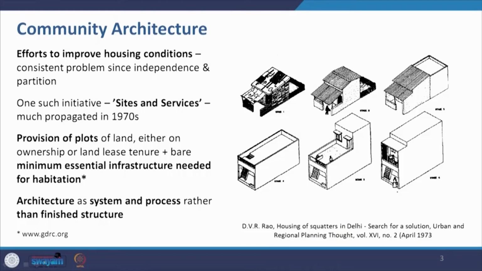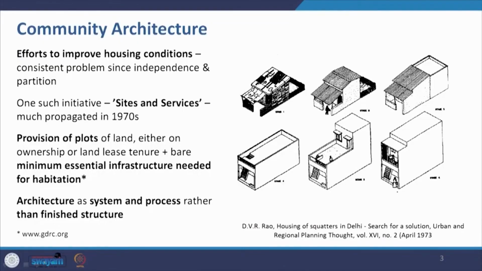So architecture here is not a finished product, it is not a finished building, it is more of a system and a process. Here for example is an example by D.V.R. Rao, a search for solution in urban and regional planning thought, a housing for squatters in Delhi. He came up with this in 1973. So here is a squatter habitation where I believe the basic amenities have been provided.